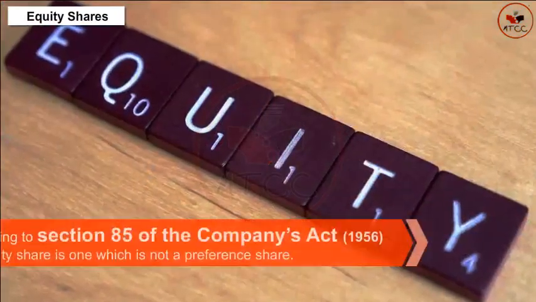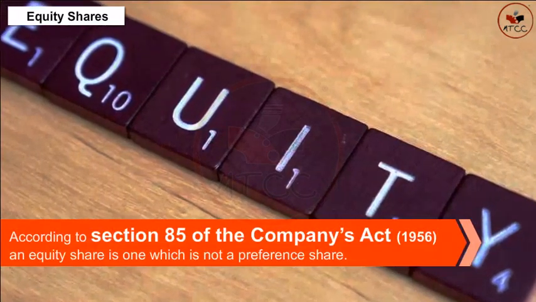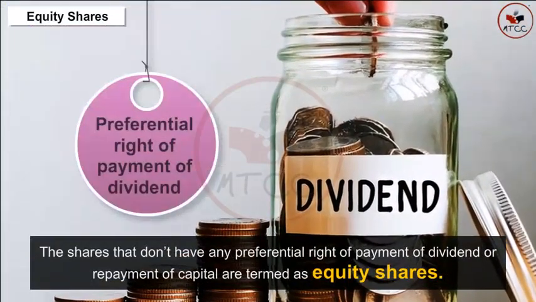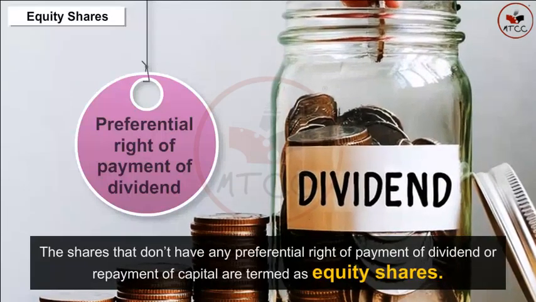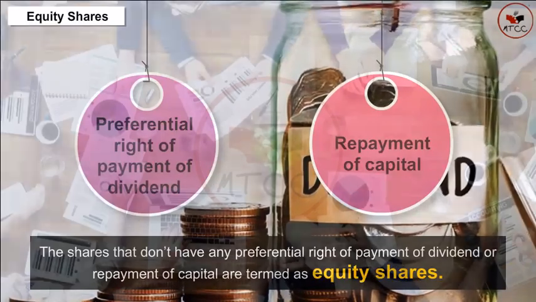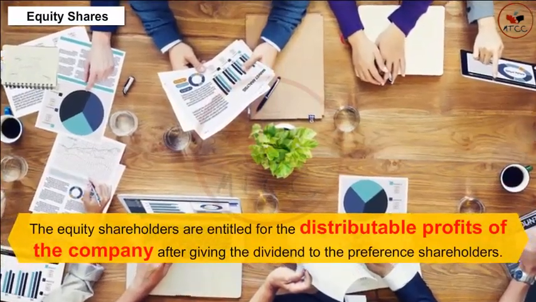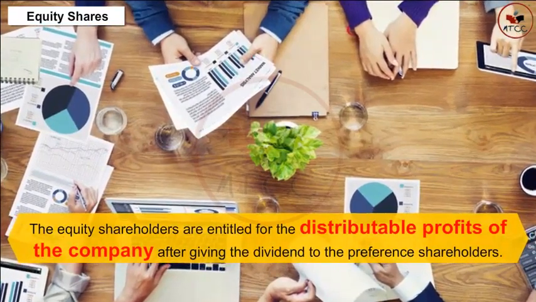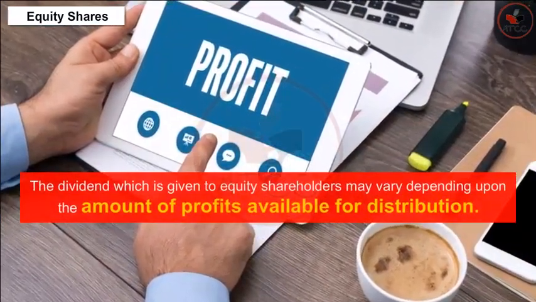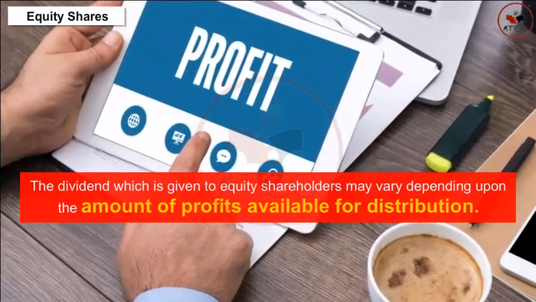Equity shares. According to Section 85 of the Companies Act, an equity share is one which is not a preference share. The shares that don't have any preferential right of payment of dividend or repayment of capital are termed equity shares. The equity shareholders are entitled to the distributable profits of the company after the dividend is given to the preference shareholders. The dividend given to equity shareholders may vary depending upon the amount of profits available for distribution.